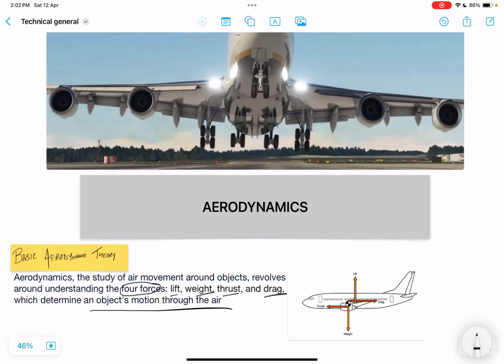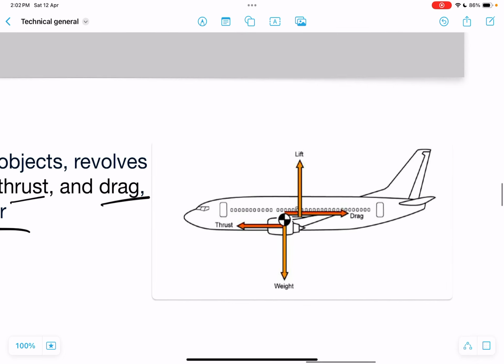Now in this case, our object is what? The aircraft. This is something that is going to help you throughout the initial phase of your training to understand the function of the aircraft. So what it's stating basically is that this is your CG, the black thing. Now, what are the four forces acting on this? Lift, drag, weight, thrust.